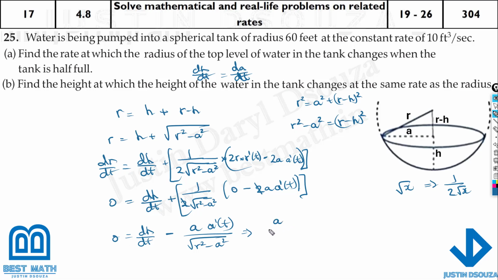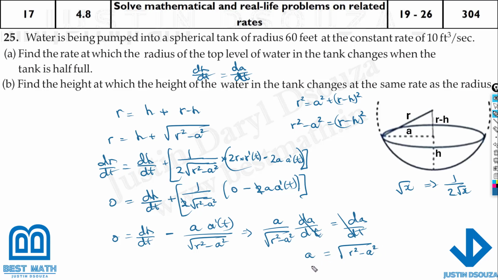So it's going to be a divided by square root of r square minus a square. What is this? dA by dt, not h. So here dH by dt is equal to dA by dt. I'm just going to write the same thing because dH by dt and dA by dt are equal. That is what we are solving for, when both the rates are equal. So here let me cancel them off. I've got a, and 1 is remaining, so I'll move this to the other side. A is equal to square root of r square minus a squared.